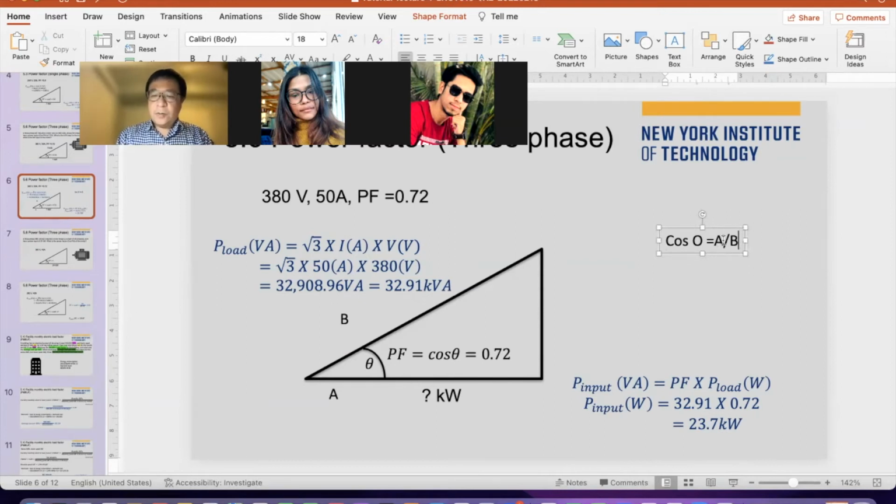And now we would like to have obtained A. So here A is equal to B times cosine theta. So that is the equation. Okay, got it.